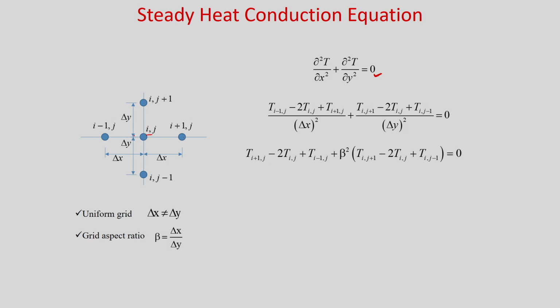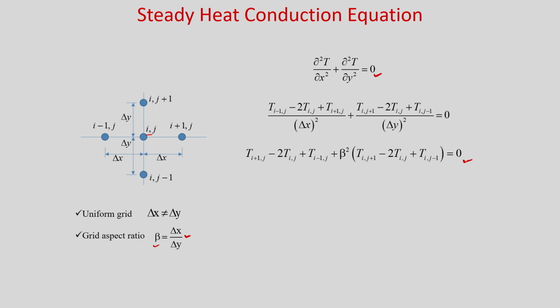Delta x may not be the same as delta y, and for the grid aspect ratio we are defining beta as delta x by delta y. So, del 2 T by del x square, if you use the second order central difference approximation, then you can write (T i minus 1 j minus 2 T i j plus T i plus 1 j) divided by delta x square, and similarly (T i j plus 1 minus 2 T i j plus T i j minus 1) divided by delta y square is equal to 0. If you rearrange it, you can write T i plus 1 j minus 2 T i j plus T i minus 1 j plus delta x square by delta y square, we are writing beta square, times (T i j plus 1 minus 2 T i j plus T i j minus 1) is equal to 0.